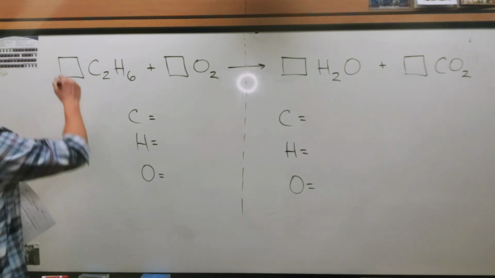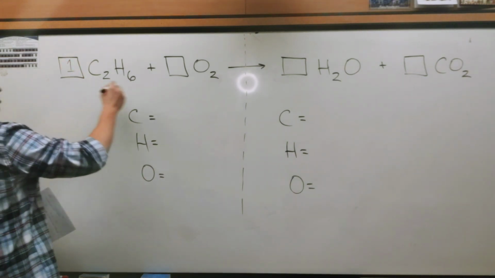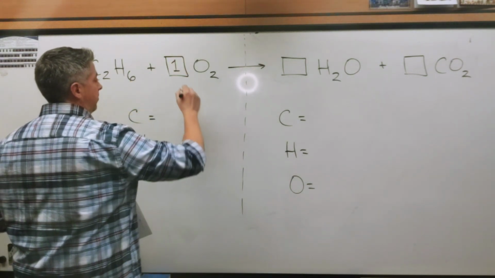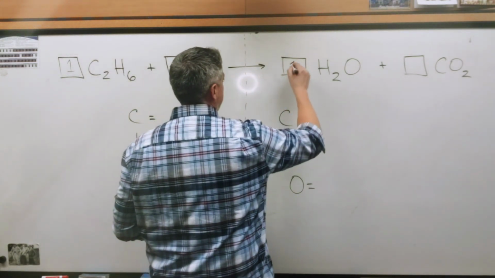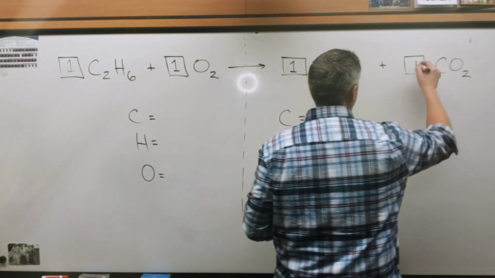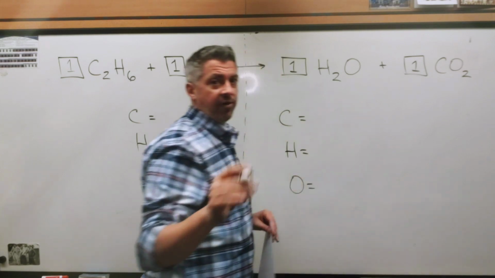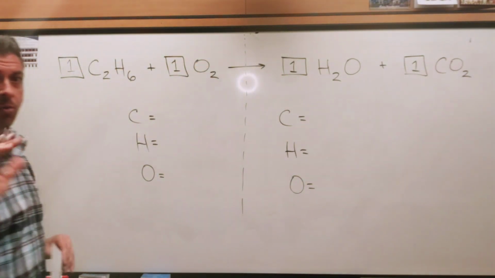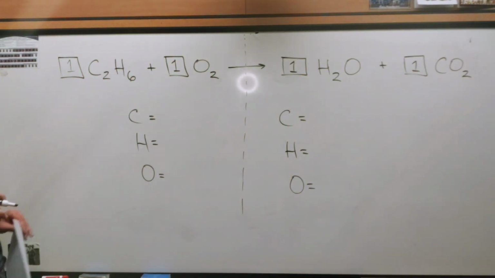Let's put a number in the box. Number 1, the smallest number you can put in there. Again, you cannot put a 0. That doesn't make any sense. Why would you put 0 ingredients? And you cannot put fractions or decimals. It's got to be whole numbers. 1 would be the lowest whole number.